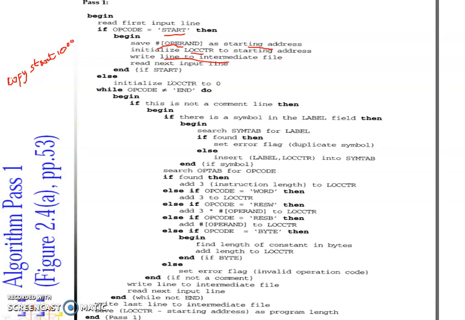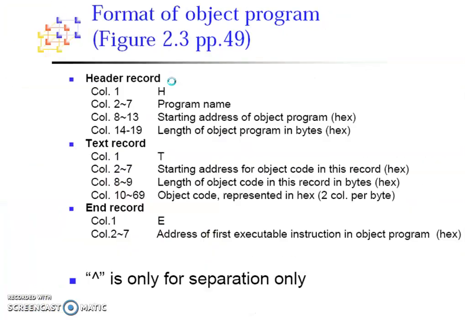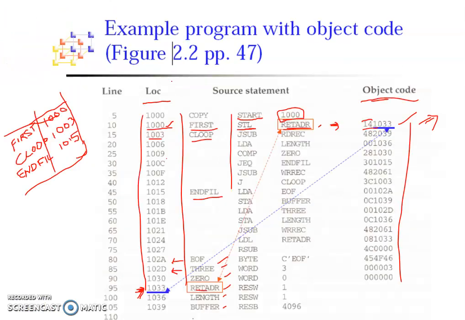So what was the next input line? If you check your textbook, you can see the next input line is FIRST STL RETADR. So 1000 will be assigned to that line: 1000 FIRST STL RETADR. Then each instruction is of 3 bytes, so it is incremented by 3. Like that it goes on.